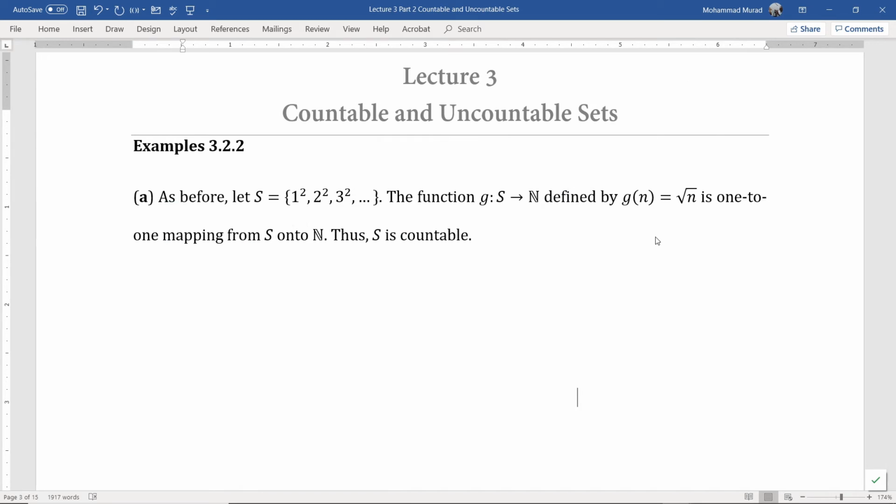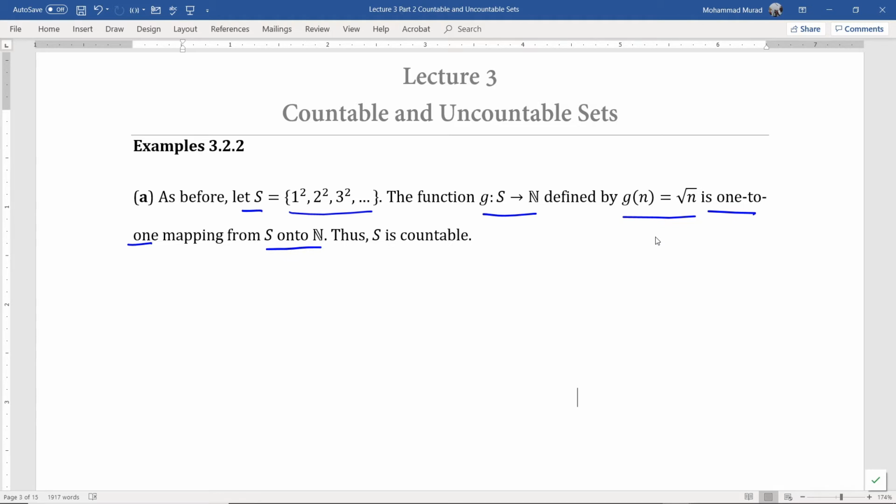Let's consider some examples. As before, let S be the set of all the squares of the positive integers. The function g from S to the set of natural numbers defined by this formula, g of n equals square root of n, is a one-to-one mapping from the set S onto the set of natural numbers.